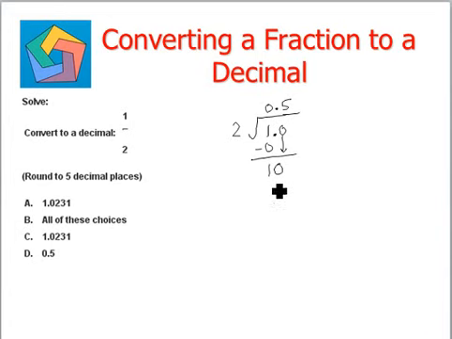Now 10 goes in the table of 2 5 times. So 2 times 5 is 10. 10 minus 10 is a 0. Now we've got a remainder 0 here itself, so we stop here, and our final answer, 1/2 in decimal form, is 0.5. This is the final answer, which can be seen in option D.